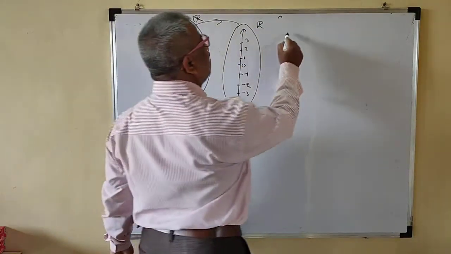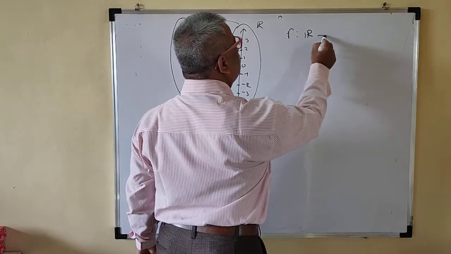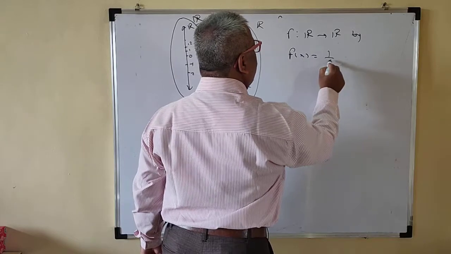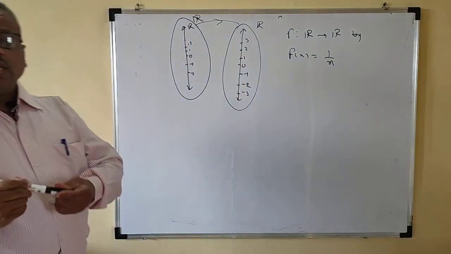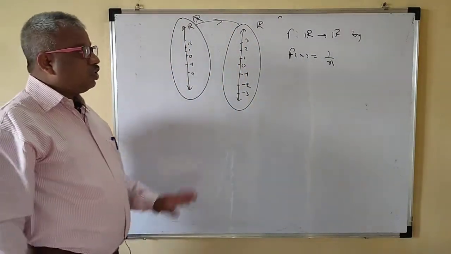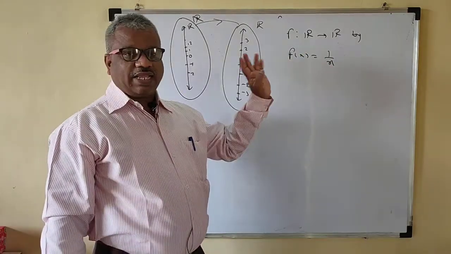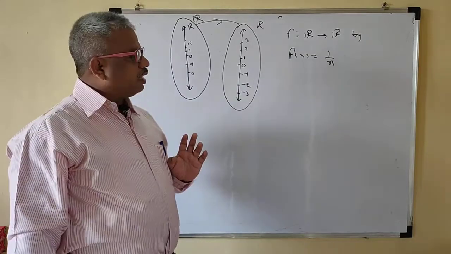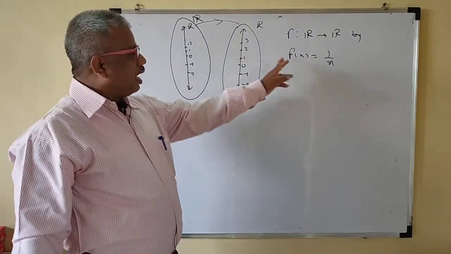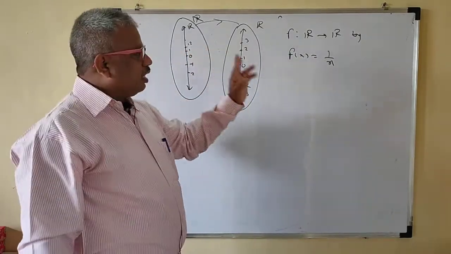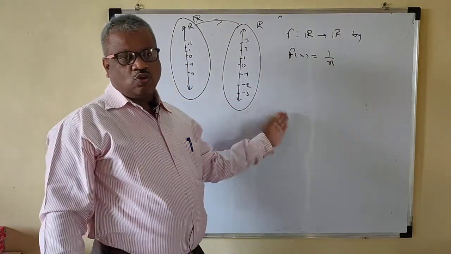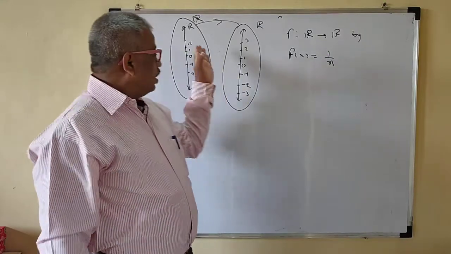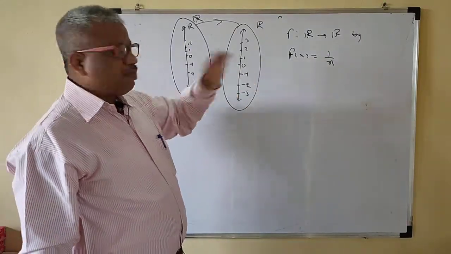And if I define a relation f from R to R by f of x is equal to 1 upon x, now is it a function? I have defined a relation like this. No problem with that. I have defined this f of x. That means x goes to its reciprocal. 2 goes to 1 by 2, 3 goes to 1 by 3 and so on. So that means all the elements go to the reciprocals of that.